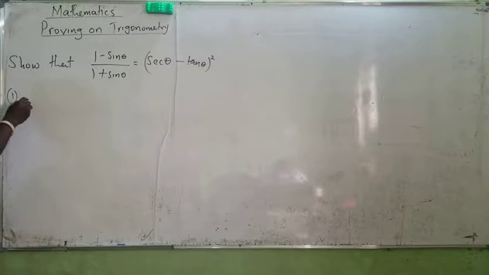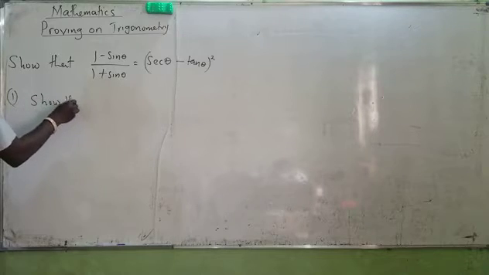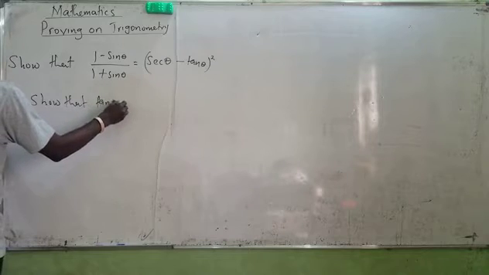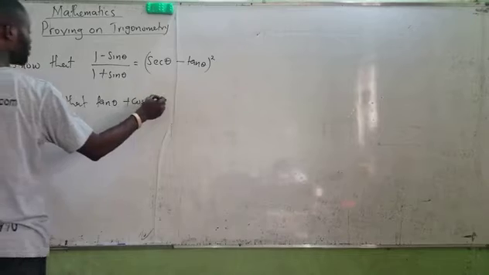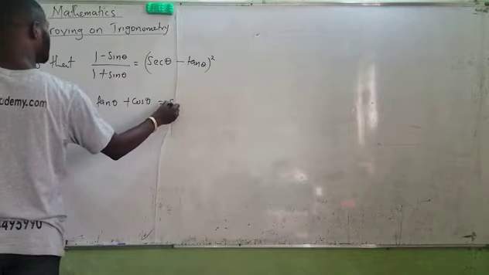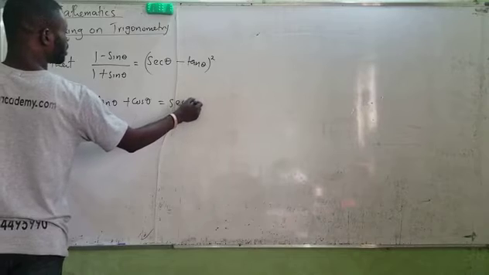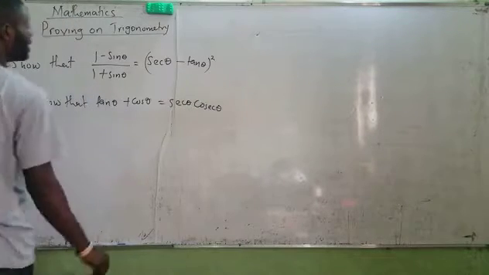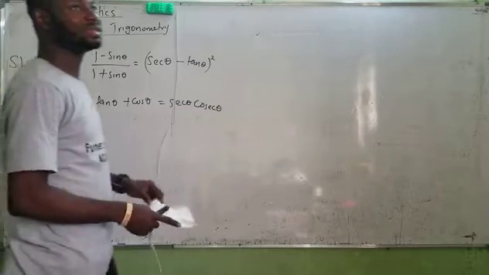Number two, we are asked to prove or show the same thing. Show that tan theta, there are many of them, but I may not be able to solve everything. And cosec theta.